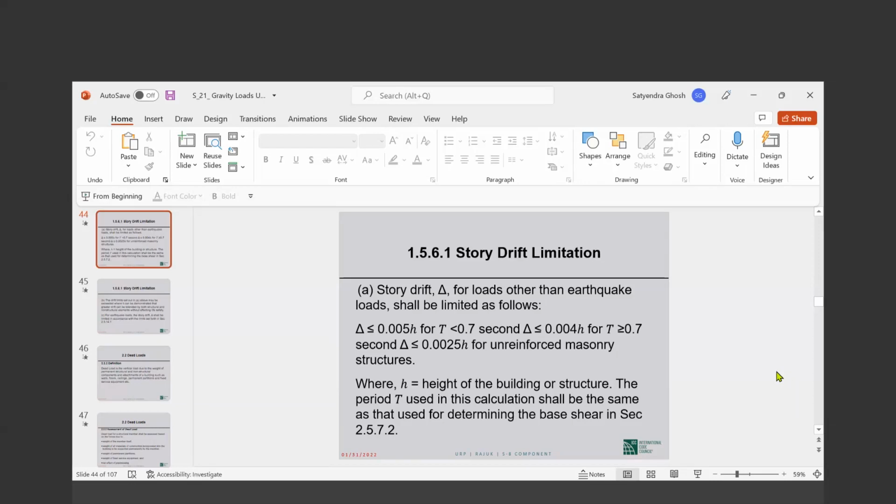I am looking at my BNBC copy. It says where H is equal to height of the building or structure. I do not know if you have something different, maybe. Actually, the BNBC 2020 gazetted version, Dr. Ghosh, is saying height of floor 1.5.6.1. Okay, so that has changed, and I'm very glad to hear that. That's a very good point that came out.